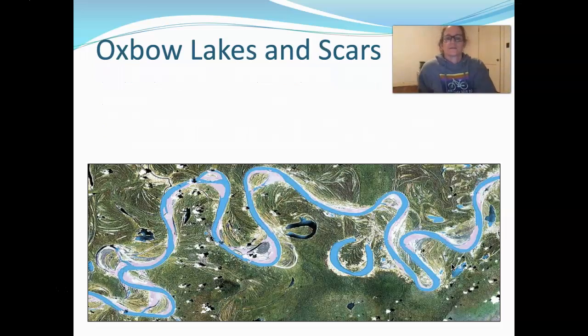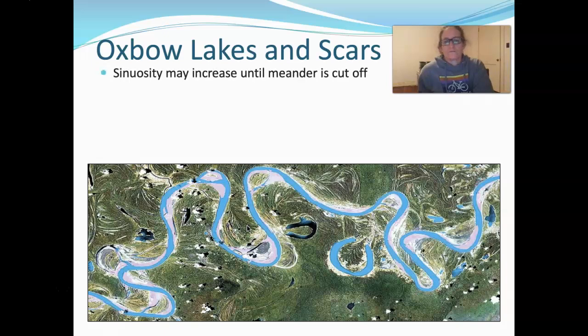All right, here are oxbow lakes from a satellite image. So these swoopy lakes out here are the lakes that are now turning into wetlands, and then the point bars are leaving these scars on the landscape as well. You can see those deposits that have not yet really vegetated over.